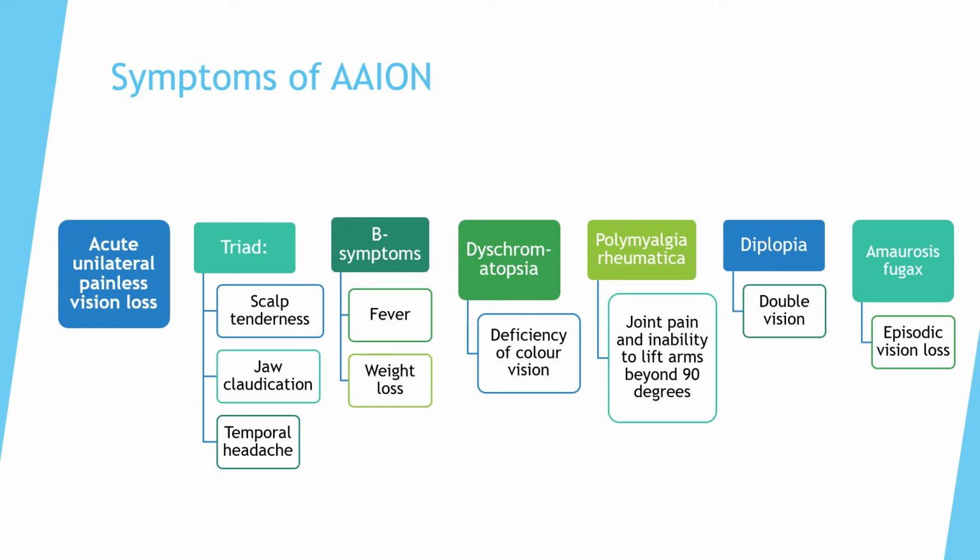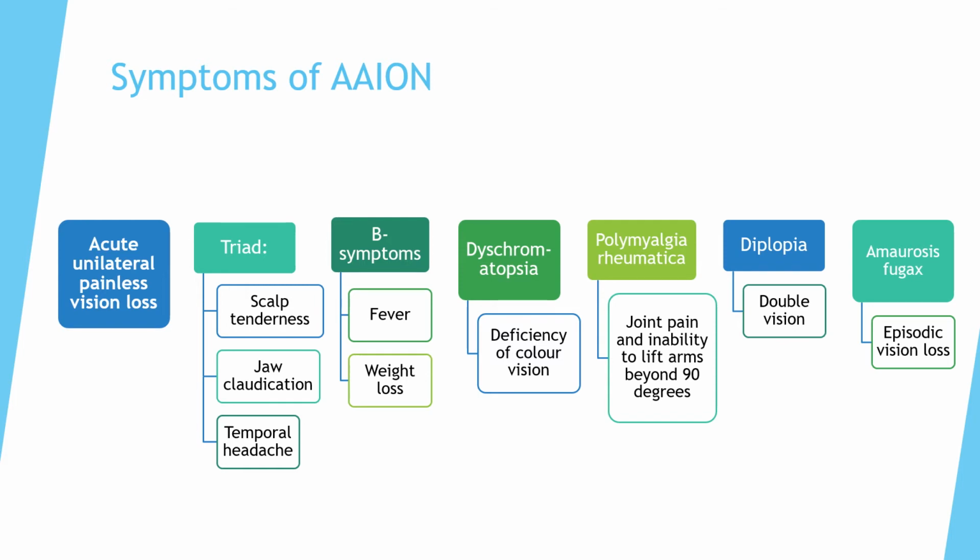Polymyalgia rheumatica does not always happen with AAION, and also AAION doesn't always happen with polymyalgia rheumatica. This is a joint pain and inability to lift the arms beyond 90 degrees, so girdle limitations of the range of motion. The AAION, because it's unilateral, can also present with diplopia. And the history of transient vision loss needs to be ruled out because amaurosis fugax can accompany this disease as well.